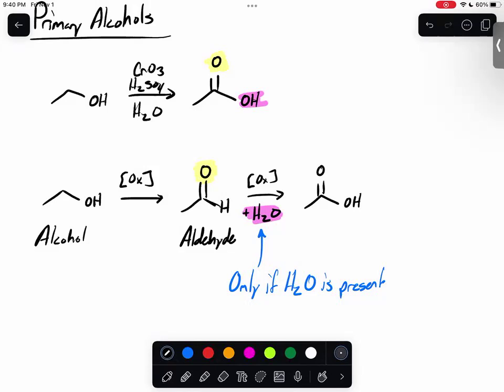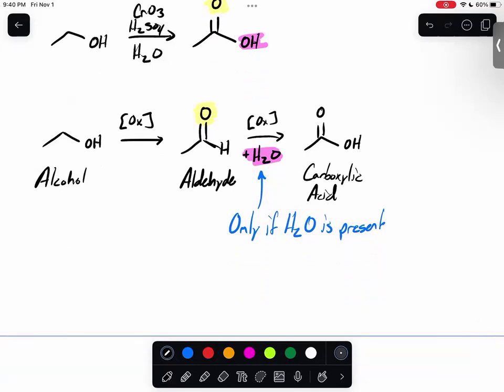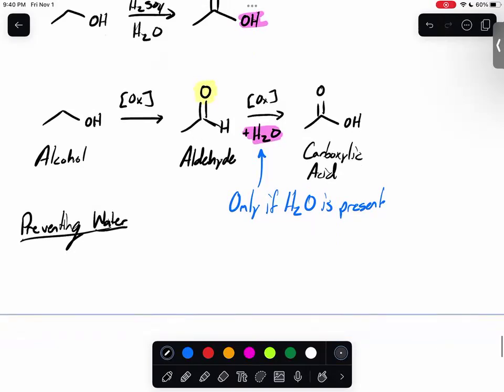So what this is essentially saying for us is that if we are ever working with a primary alcohol and we have water around, that's going to give us a carboxylic acid. Now, that being said, there is a way to not do this, right? So, preventing water is relatively easy. What we do is we just swap out the reagent that we're using.